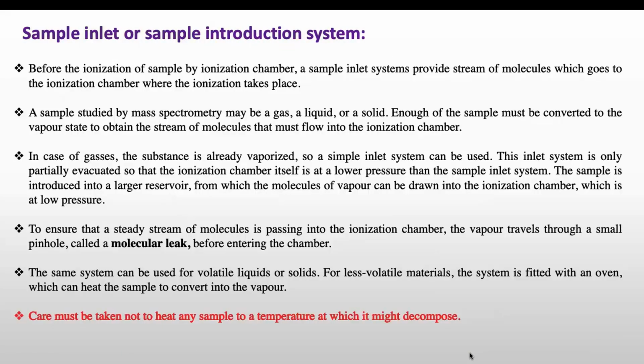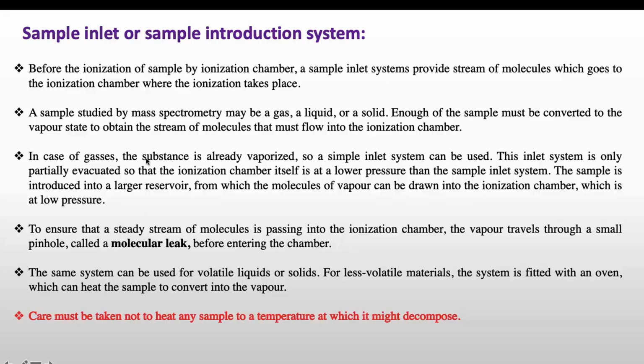Now we will discuss the first part, that's the sample inlet or sample introduction system. Before the ionization of the sample in the ionization chamber, a sample inlet system provides a stream of molecules. That means it converts the sample into vapor, which goes to the ionization chamber where the ionization takes place. A sample studied by mass spectrometry may be a gas, a liquid or a solid. Enough of the sample must be converted to the vapor state first to obtain the stream of molecules that must flow into the ionization chamber.